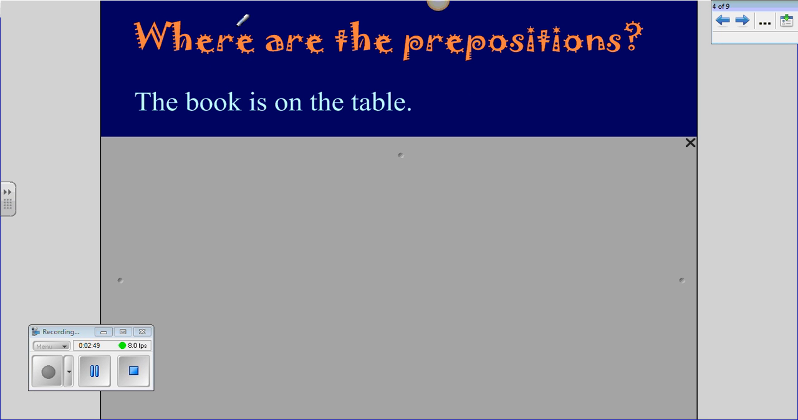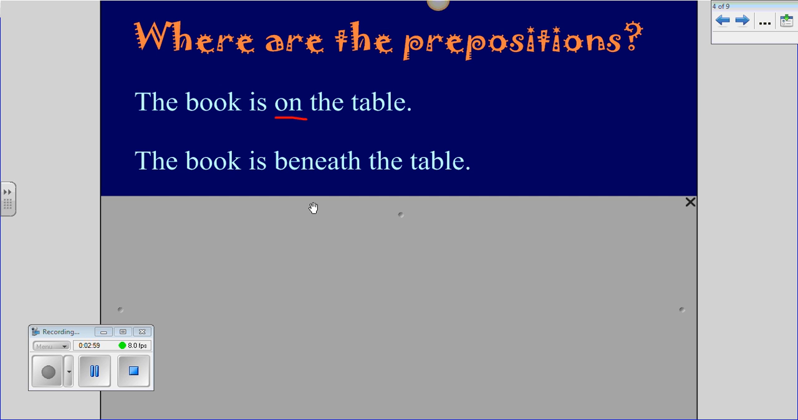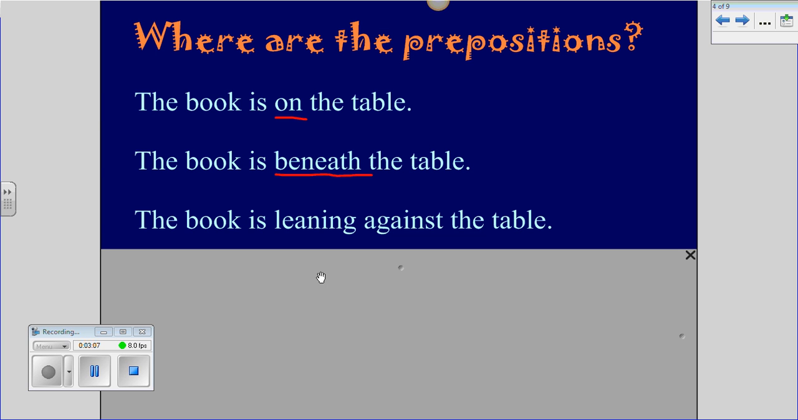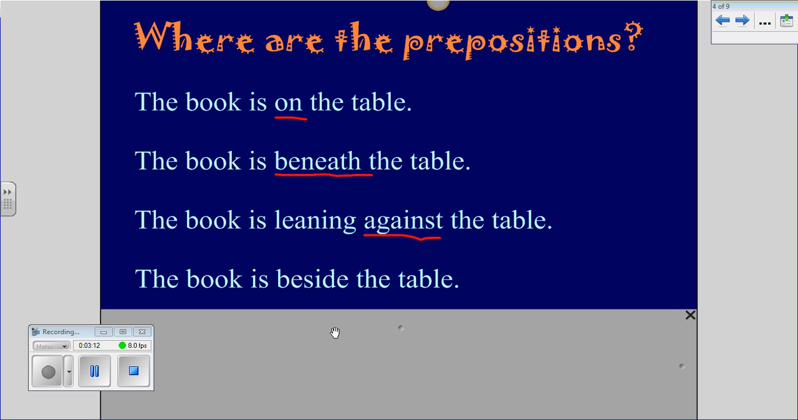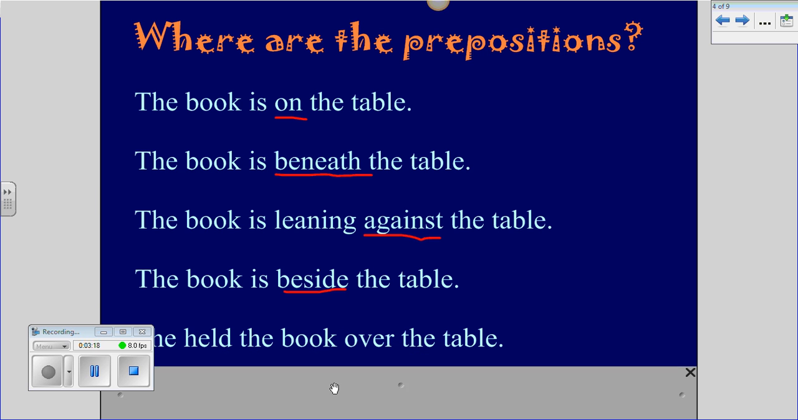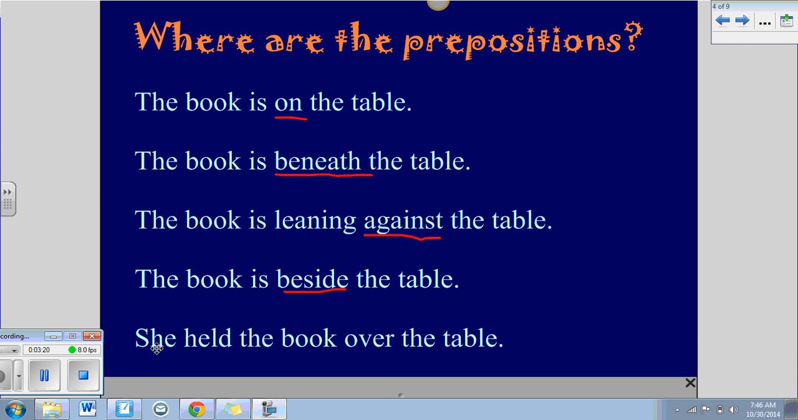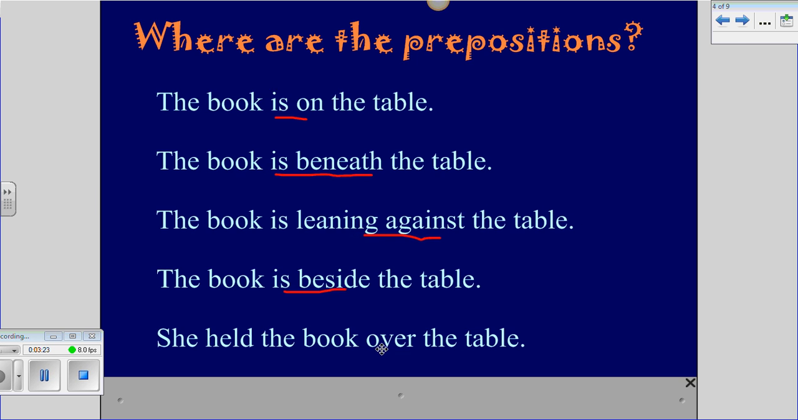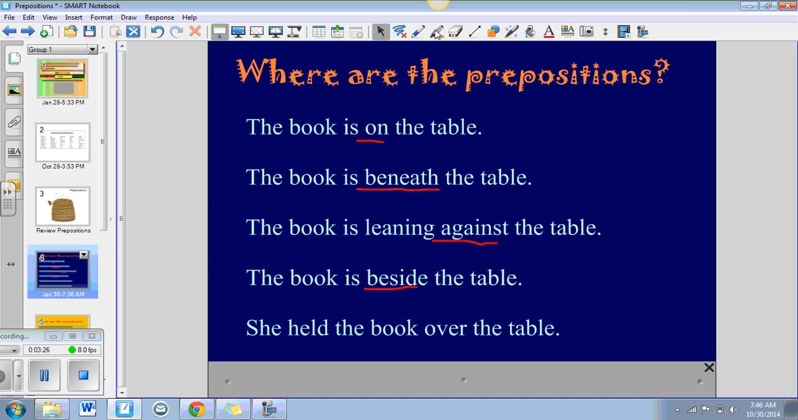So our first sentence is, the book is on the table. Where is the book located? Well, it is on. Remember, the bee can be on the beehive. The book is beneath the table. Where is the book located? Beneath. The book is leaning against the table. Where is the book leaning? Against the table. The book is beside the table. So beside would be your preposition. And then here, she held the book over the table. Over would be our preposition here.